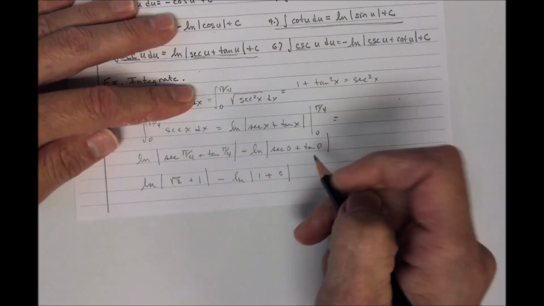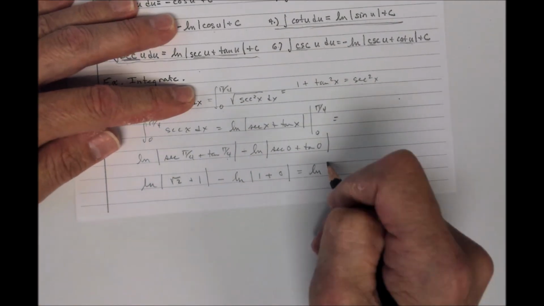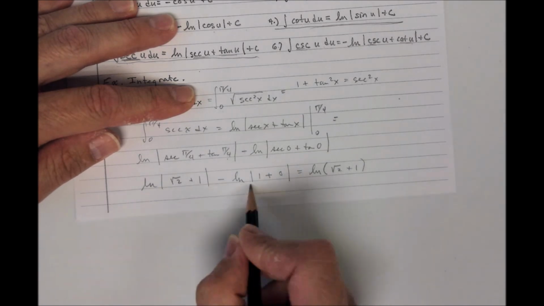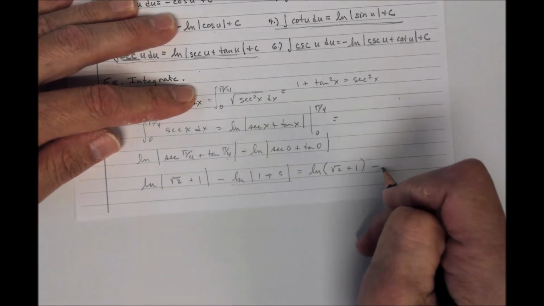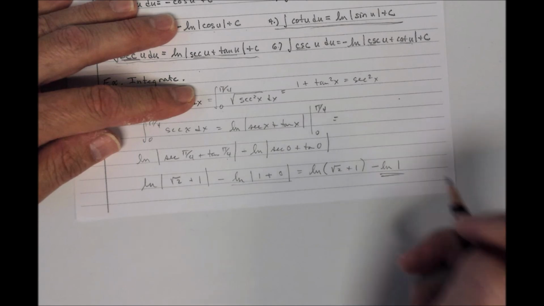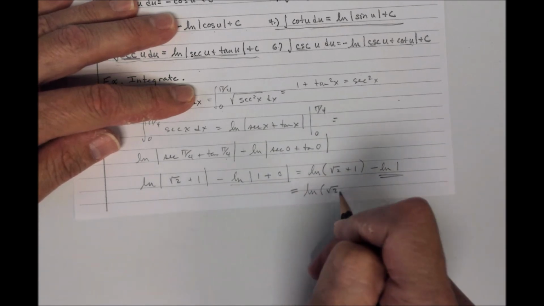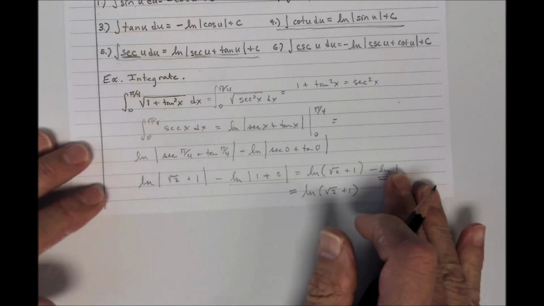So I have here the natural log of the quantity, the square root of 2 plus 1, minus the natural log of 1, which is 0. The natural log of 1 is 0, so my answer is the natural log of the quantity of the square root of 2 plus 1. So that was a cute little problem there.